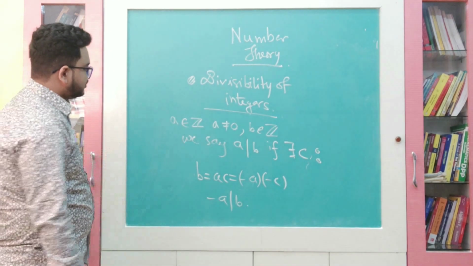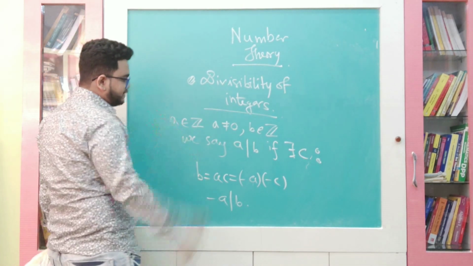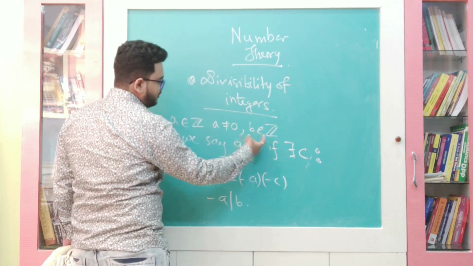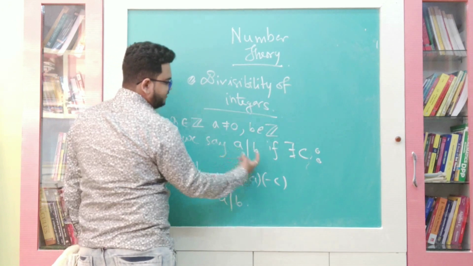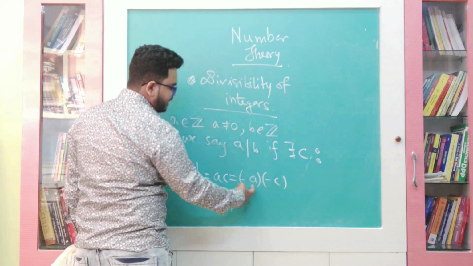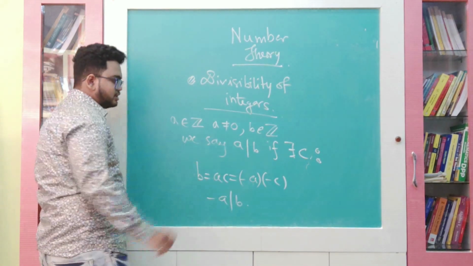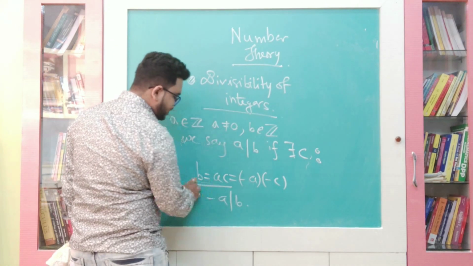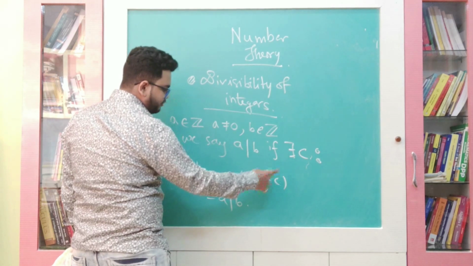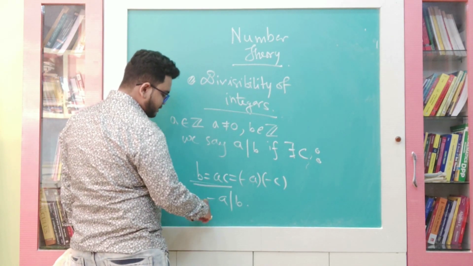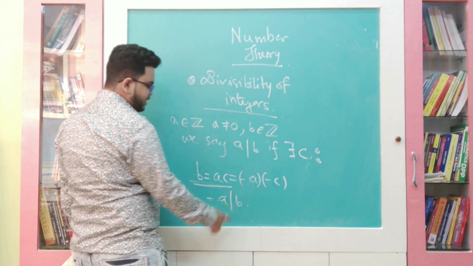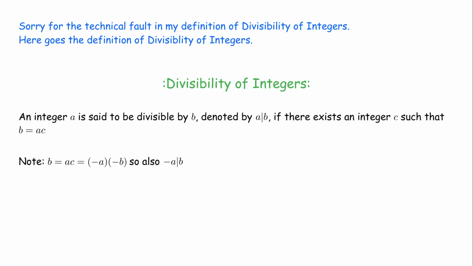So I'm erasing this part. So the definition of divisibility of integers: a number a belongs to Z, a not equal to 0, b belongs to Z. We say a divides b if there exists c such that b equals ac, which is similar to minus a times minus c. So minus a also divides b. This is the definition of divisibility, and the extension is that minus a and minus c can be written as a product, and because the product of minus and minus is positive, minus a also divides b.